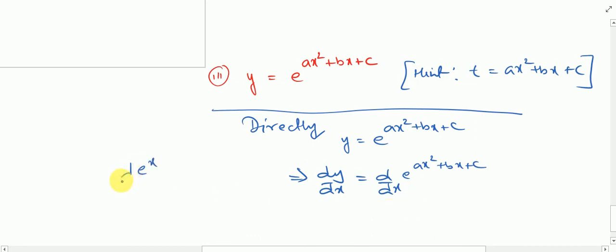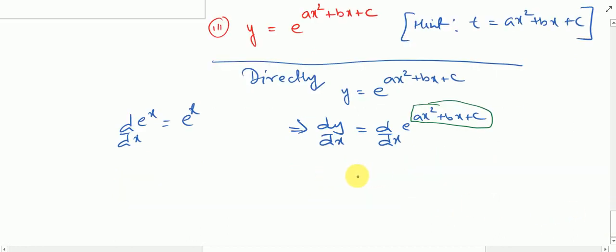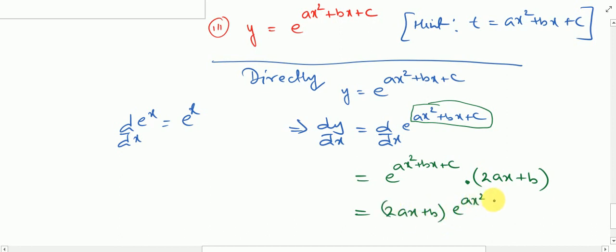You know that differentiation of e to the power x is e to the power x, but here we have e to the power ax square plus bx plus c. So just think that this is x alone. In that case, you should get e to the power ax square plus bx plus c. Then you put a multiplication sign, and differentiate the power separately and put it in a bracket. So you will get 2ax plus b, where a, b are constants. So your answer is this. This is the answer.